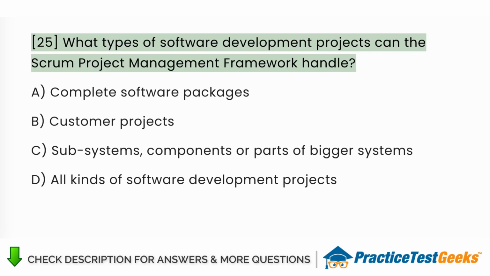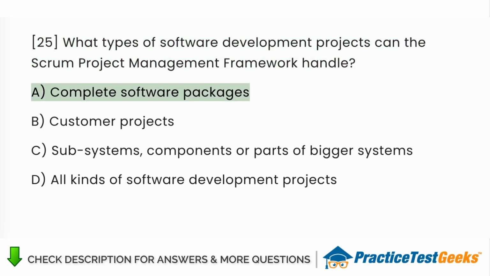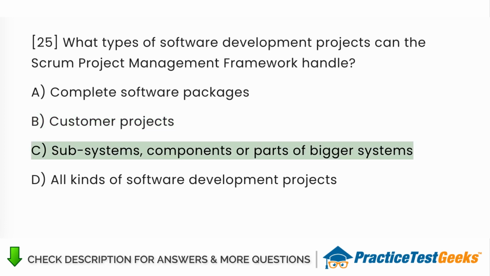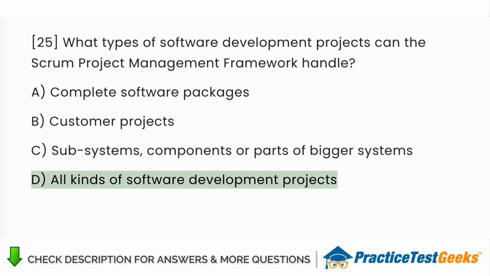What types of software development projects can the Scrum Project Management Framework handle? A. Complete software packages. B. Customer projects. C. Subsystems, components or parts of bigger systems. D. All kinds of software development projects.